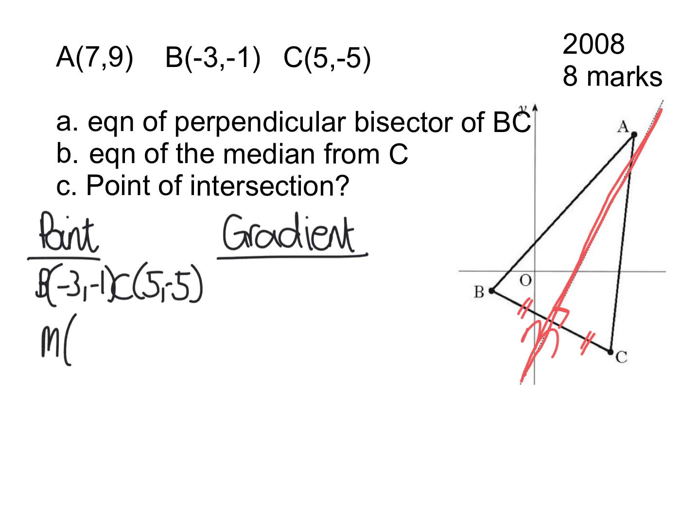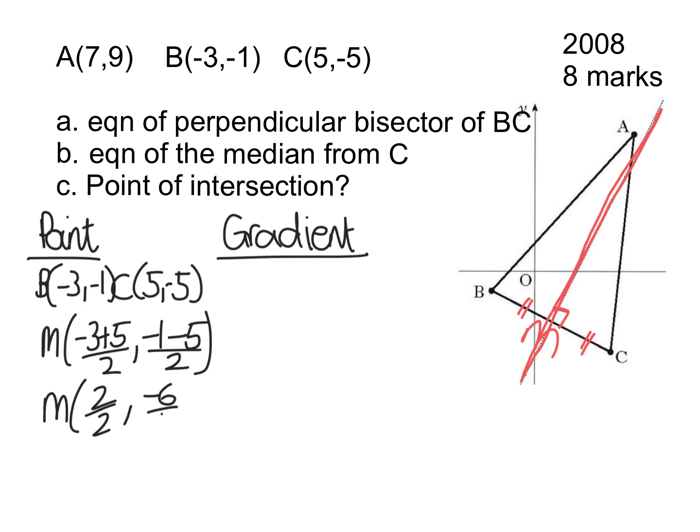So M will be adding half your x coordinates, so minus 3 add 5, half it, minus 1 minus 5 and half it. So that will be 2 over 2 and minus 6 over 2. And I know you might not write that line, but I'm putting it in. And that gives you 1 and minus 3. So that is the point I'm going to be using.